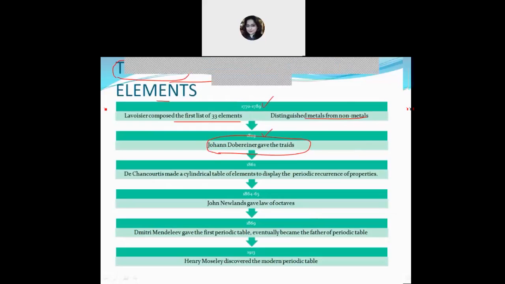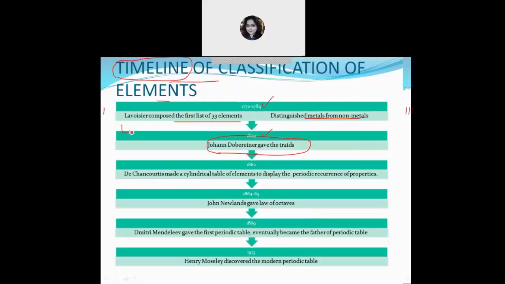He took elements such as lithium, sodium, potassium. Okay, and he calculated the atomic weights: lithium 7, sodium 23, and potassium 39. So Dobereiner showed that in each case of a triad, the middle element had an atomic weight about halfway between the atomic weights of the other two. Also, the properties of the middle element were in between those of the other two elements of the triad.